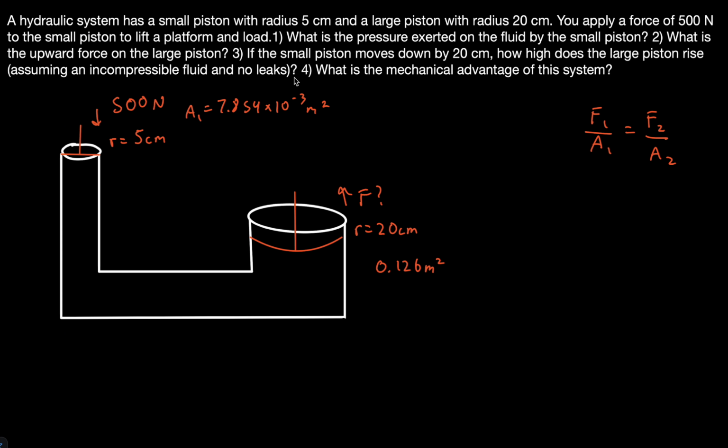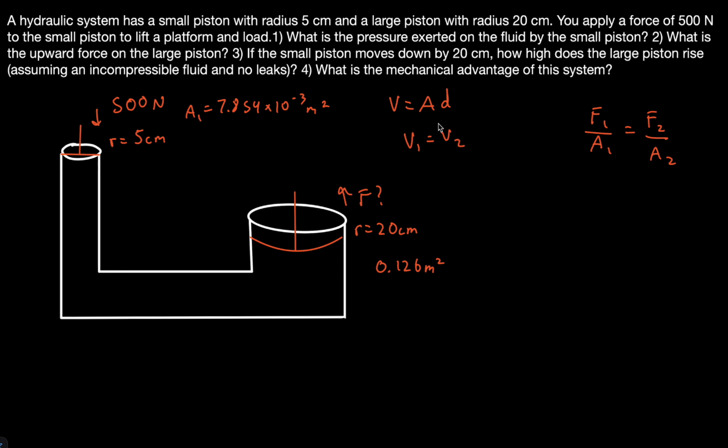All right, so we're talking about height. We want to know how high the large piston rises, assuming that the small piston moves down by 20 centimeters. So when we describe Pascal's principle, it was that pressure will be transmitted equally through the fluid, which also means volume is conserved. Now, in our hydraulic system, volume will be conserved, and volume equals area times depth. So since our volume is going to be the same, we derive the equation V1 equals V2.